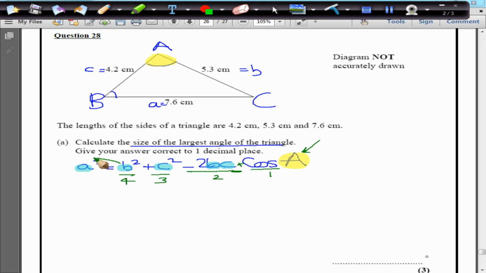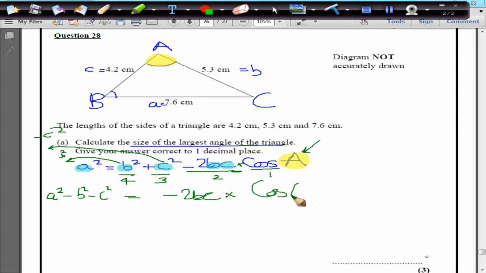So the opposite of adding b squared is minus b squared. The opposite of adding c squared is minus c squared. Let's rewrite it. So we have now a squared minus the b squared minus the c squared is equal to minus 2bc multiplied by the cos of a.